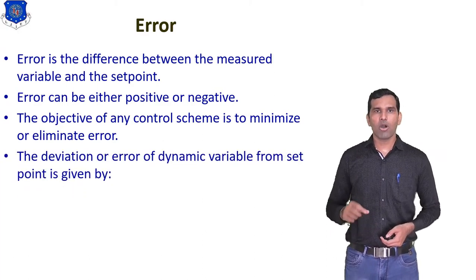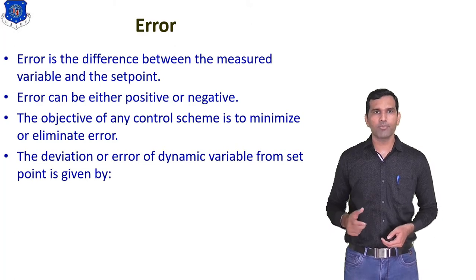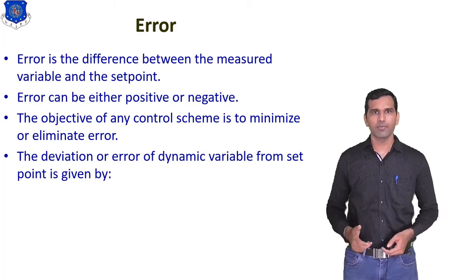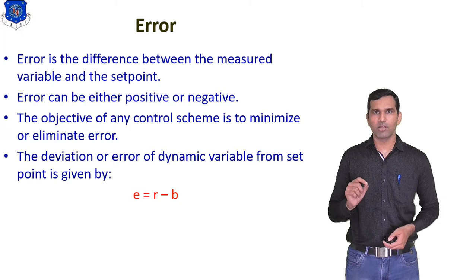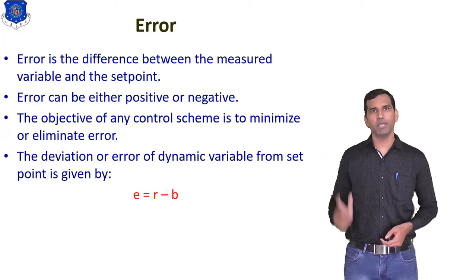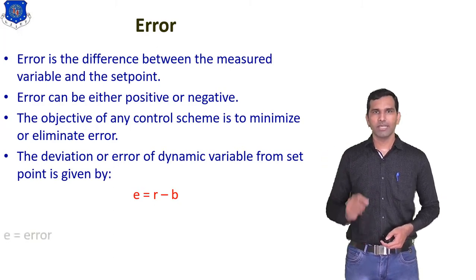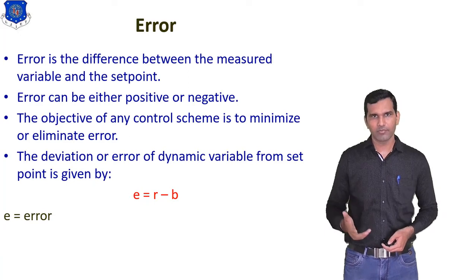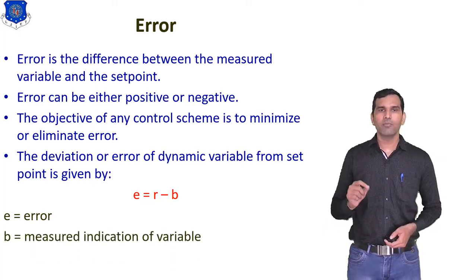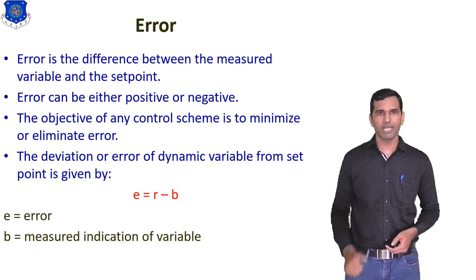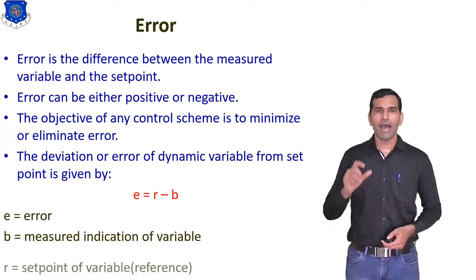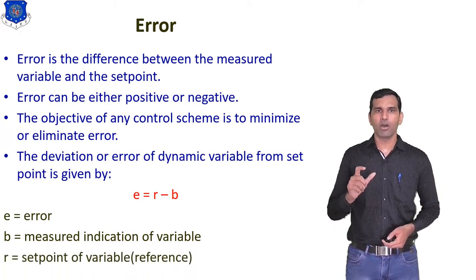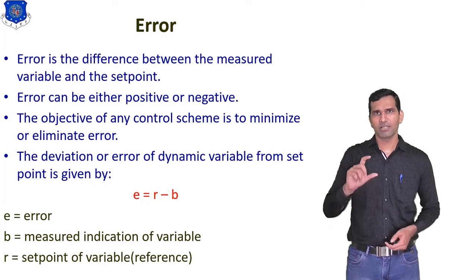The deviation of a dynamic variable from the set point is given by E = R - B. Here E indicates the error, B indicates the measured value of the variable, and R indicates the set point of the variable, that means the reference point.